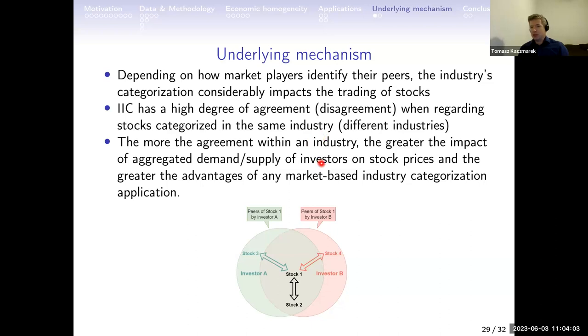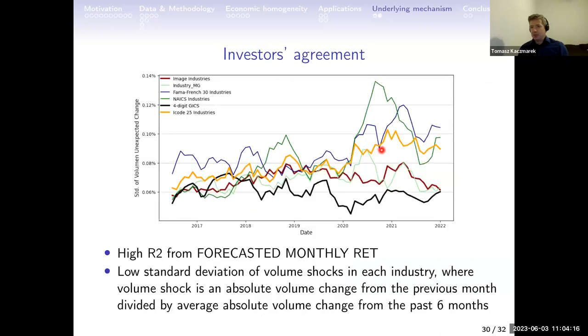So the more the agreement within an industry, the greater the impact of aggregated demand and supply of investors on stock prices. And we also measure this agreement additionally by, first of all, as I mentioned, looking at the forecasted monthly returns. And what we found out is that investors really agree about the expectations towards forecasted monthly returns in terms of the image industry classification because the R-score was the highest for this approach.